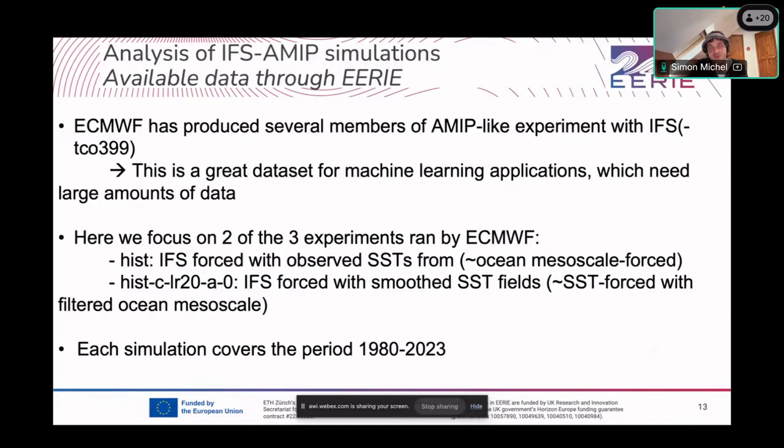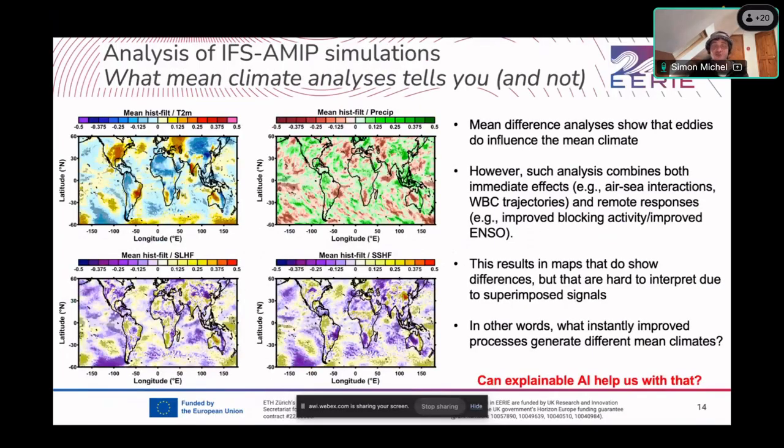And for the second part, this is very preliminary as well. I've been using this nice data from AMIP-like simulations from IFS, with the Tco399 setup. This is a setup where you have 25 kilometers in the atmosphere, and this is forced either by observed SSTs for the period 1980 to 2023, or by filtered SST fields instead. So you remove the ocean mesoscale that forces the atmosphere. That's the difference. So this is the mean difference between 5 simulations, the mean of the 5 simulations for both experiments, filtered eddies and forced SST runs.